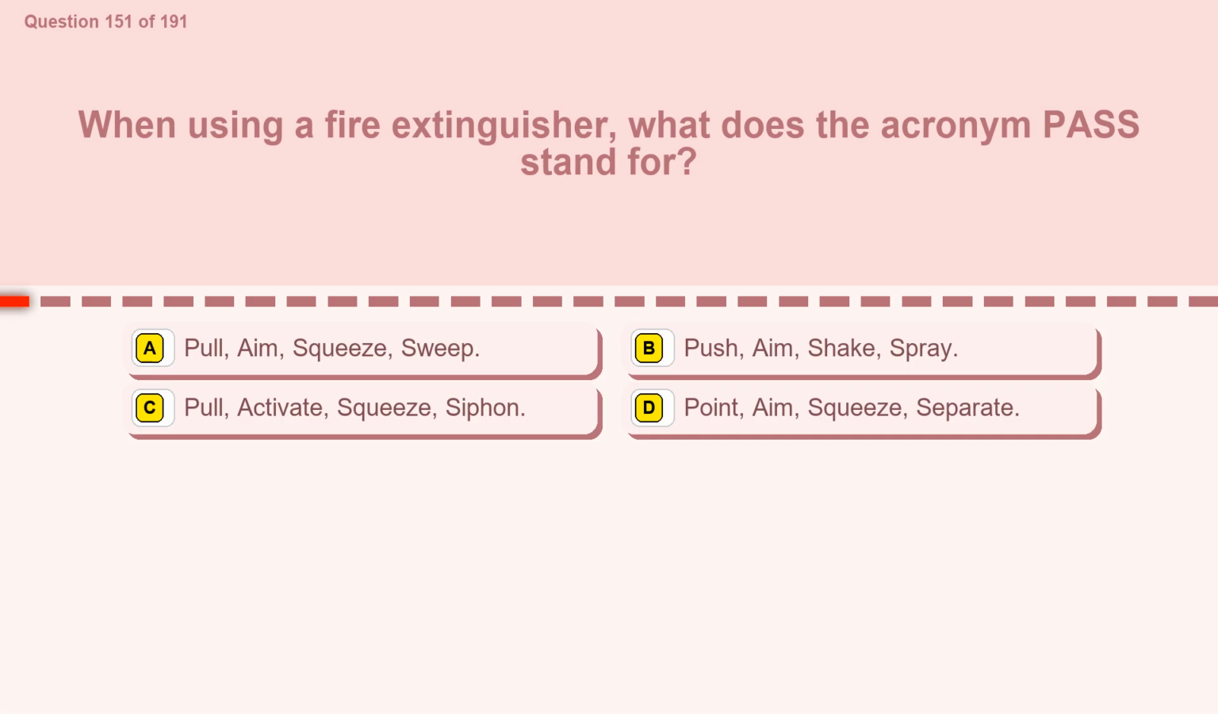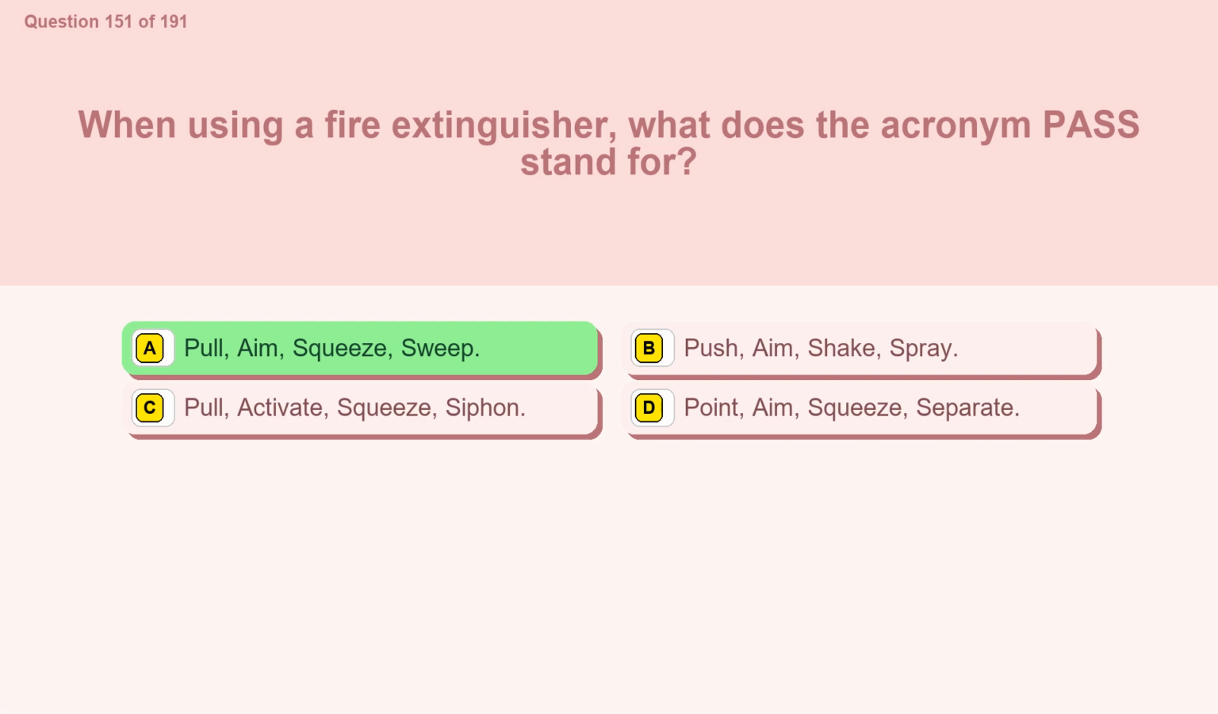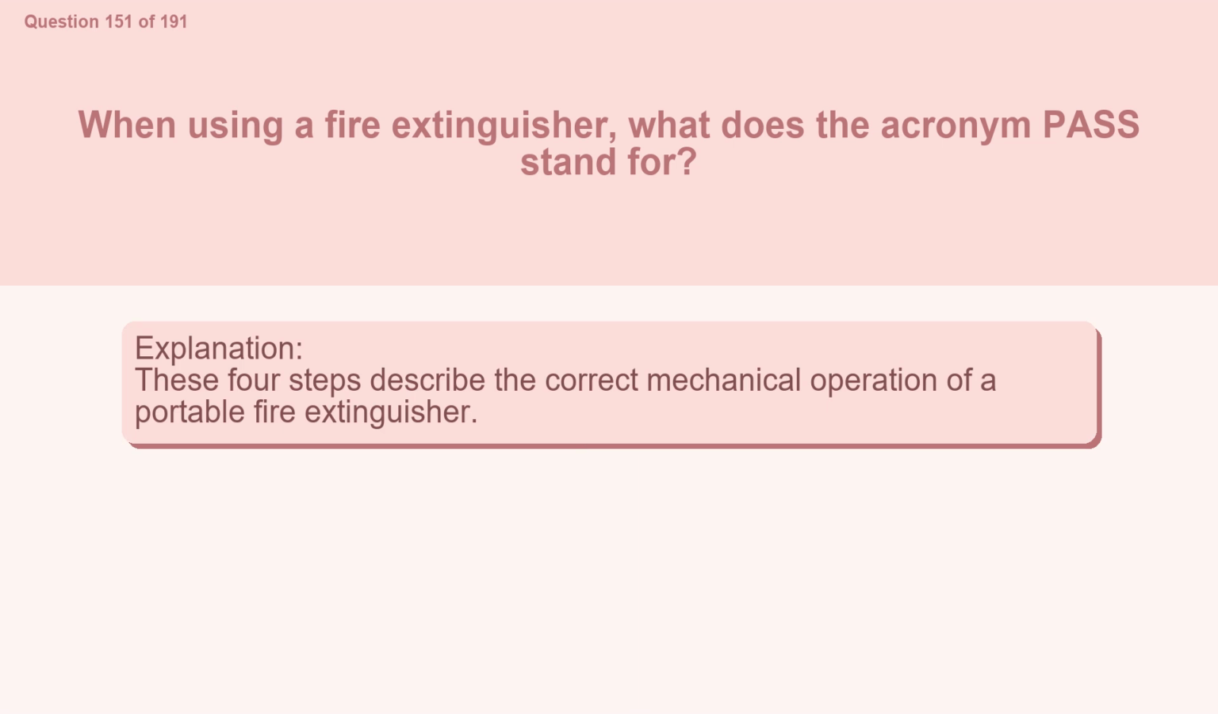Question 151. When using a fire extinguisher, what does the acronym PASS stand for? Option A, pull, aim, squeeze, sweep. Option B, push, aim, shake, spray. Option C, pull, activate, squeeze, siphon. Option D, point, aim, squeeze, separate. The correct answer is option A, pull, aim, squeeze, sweep. These four steps describe the correct mechanical operation of a portable fire extinguisher.